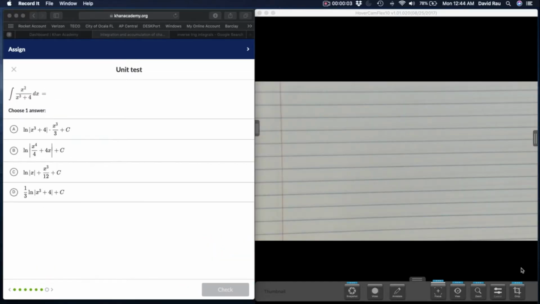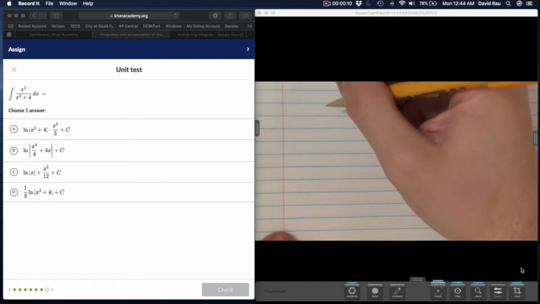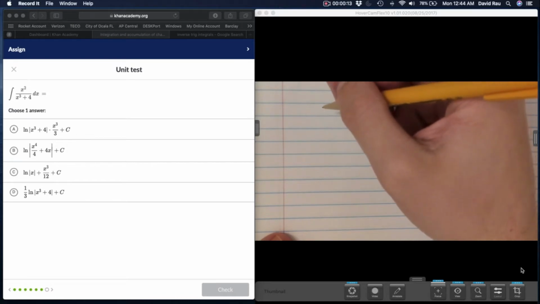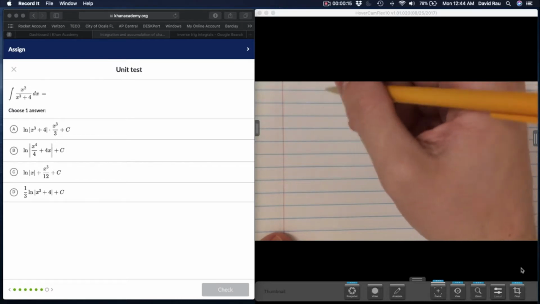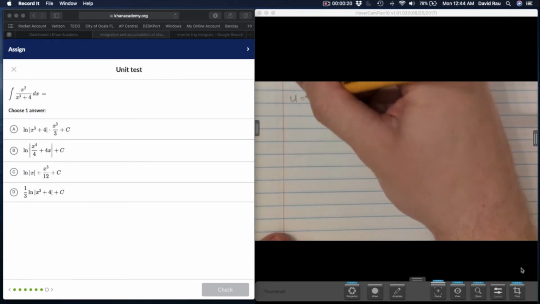All right, up next we've got another u substitution question. Again, the idea is I see a function that if I were to derive it, would give me another function that I also see in the equation. So what am I talking about? I'm talking about this x cubed plus 4.